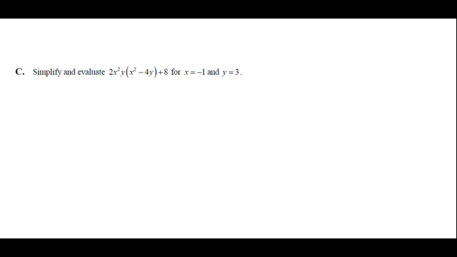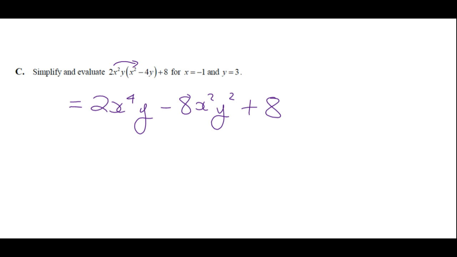Dragging down. Simplify and evaluate. Kind of looks like the one we did before. So simplify means to make it simpler, right? In other words, multiply it out and collect any like terms together. And evaluate means, okay, now we put in those values. So the simplify part, I think we already did this one. Simplify first is to multiply it. So that's 2x to the 4th y minus 8x squared y squared plus 8. That's the same one we did. So if you're wondering how you did that, just go back to how we did that.